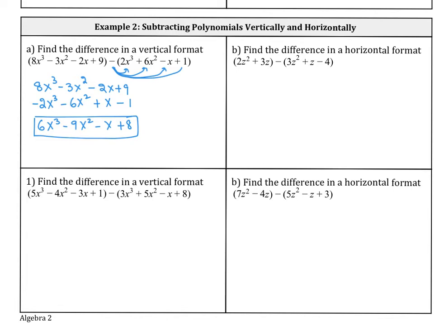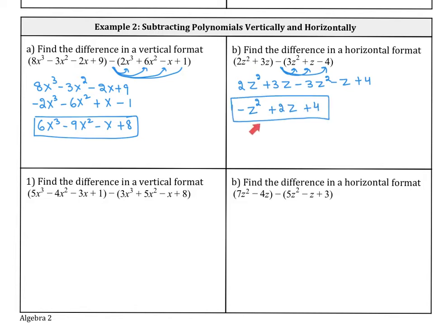For letter B, you're going to combine the like terms horizontally. Again, first thing you want to do is to distribute the negative inside, so you get negative 3z squared minus z plus 4. Combining the like terms, you're going to get 2z squared minus 3z squared would be negative z squared. The next is plus 2z plus 4. And that's going to be your final answer. Now you're going to pause the video and try the next two problems and we'll go over together.